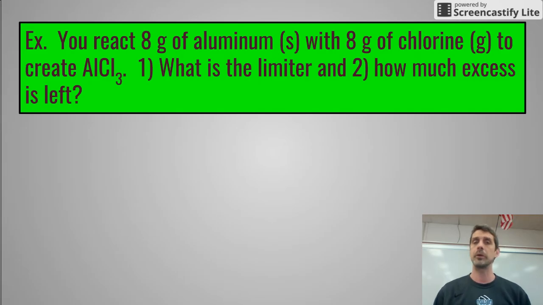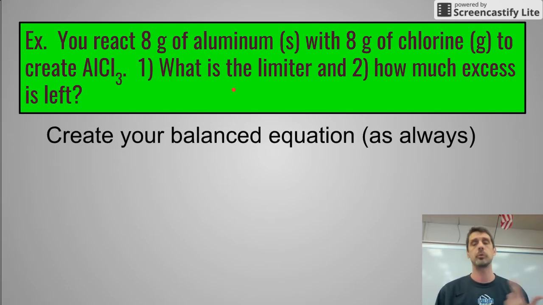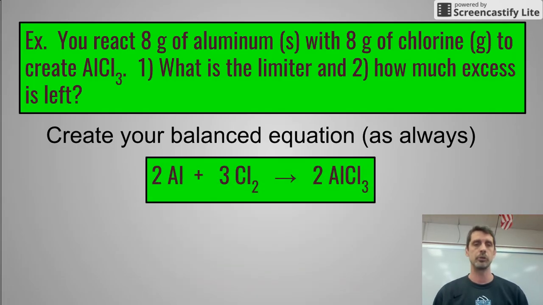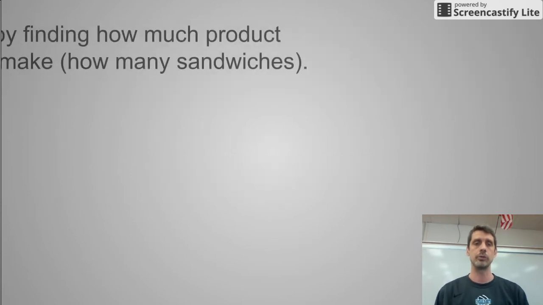So if I take about 8 grams of aluminum and mix it with 8 grams of chlorine, they're going to have a chemical reaction to make aluminum chloride. Which one is the limiter, and how much excess is going to be left over? First, as always, we have to create our balanced equation. In our balanced equation, 2 moles of aluminum to 3 moles of chlorine will give me 2 moles of aluminum chloride. You might want to write this equation down and pause so you can use it.